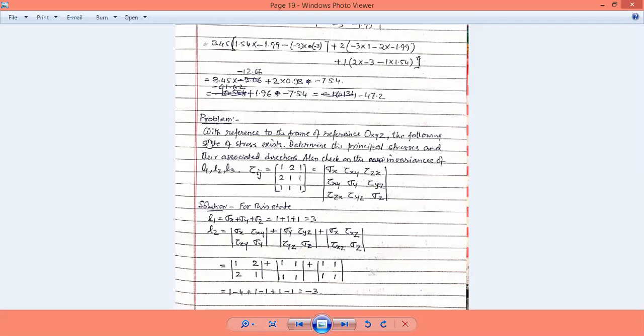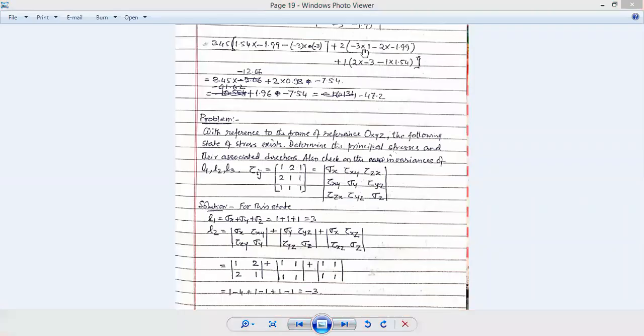What is given in the problem is, with reference to the frame of reference OXYZ, the following state of stress exists. Determine the principal stresses and their associated vectors. Also check the invariance of L1, L2, L3. Now, I'm just repeating very quickly.